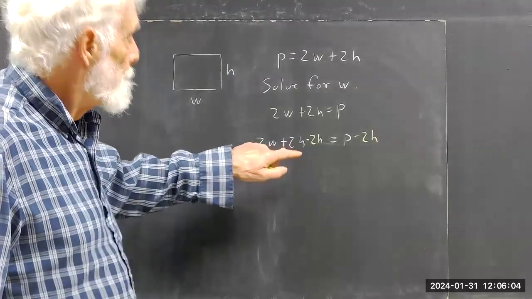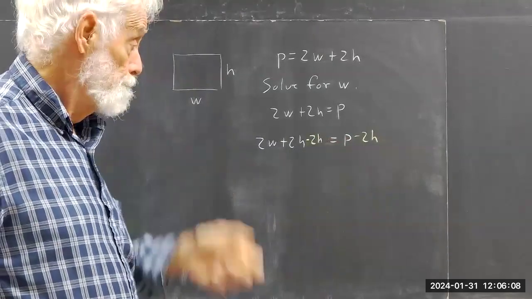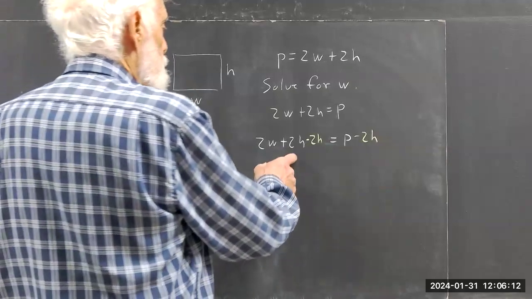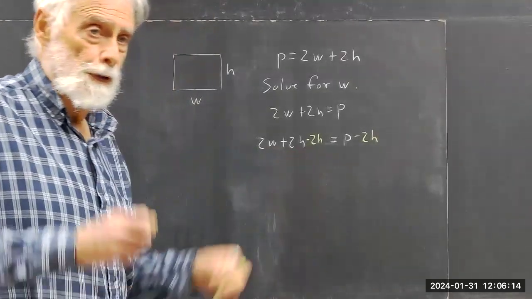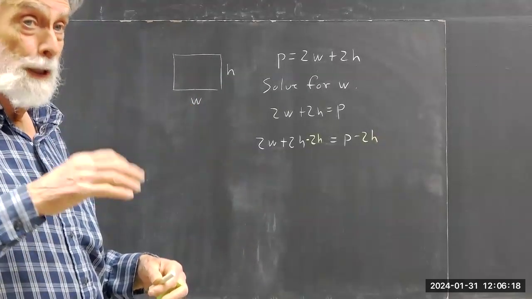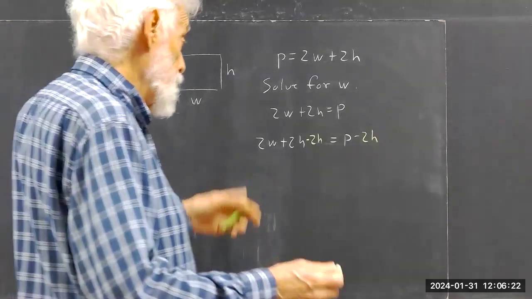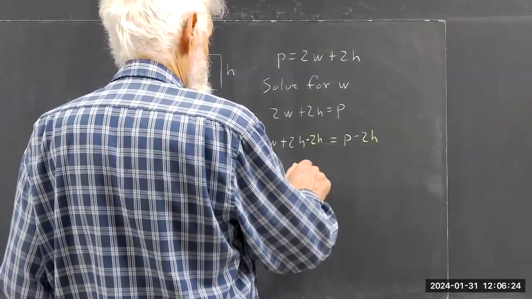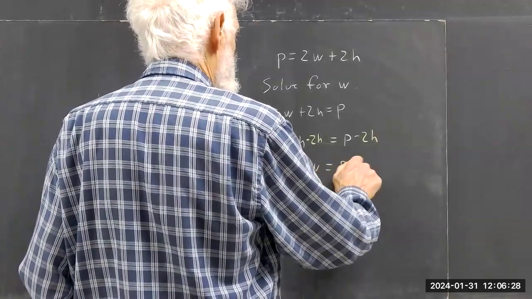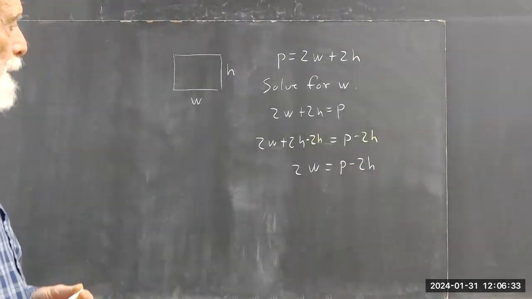Okay, so we subtract 2H from both sides. Well, what's 2H minus 2H? Can you show me with your hand? Zero, right? When you subtract something from itself, it gives you zero. It effectively cancels it out. People like to use that word. Okay, so we've got 2W equals P minus 2H.